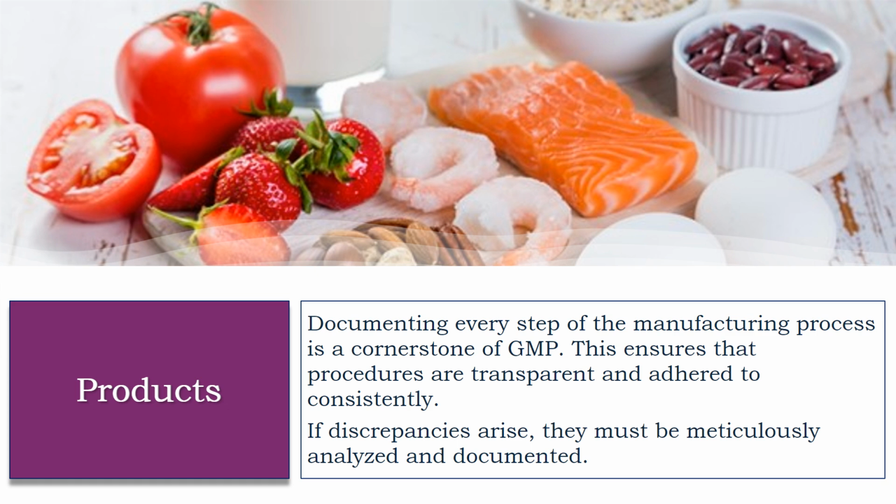Then the next component is the products. Documenting every step of the manufacturing process is a cornerstone of a GMP program. This ensures that procedures are transparent and adhered to consistently. If discrepancies arise, they must be meticulously analyzed and documented. A way to look at this is for a chocolate manufacturer to specify the quality of cocoa beans and dairy products used, and ensure each batch meets these specifications before processing. This level of detail helps in standardizing flavors, textures, and safety of the final products.